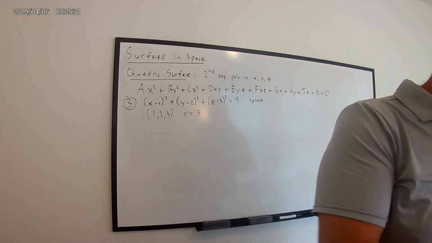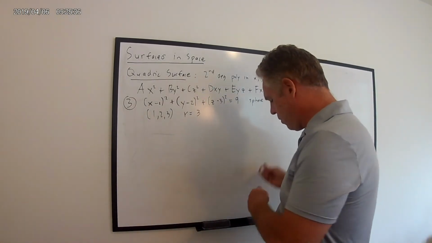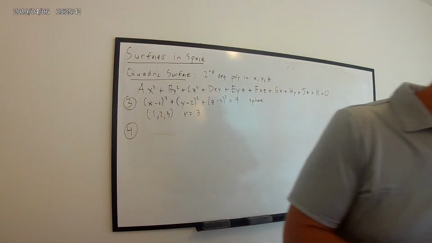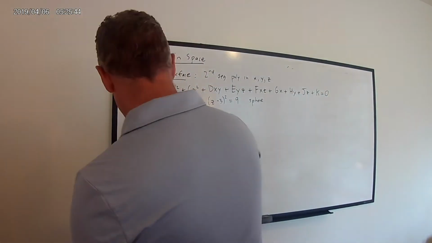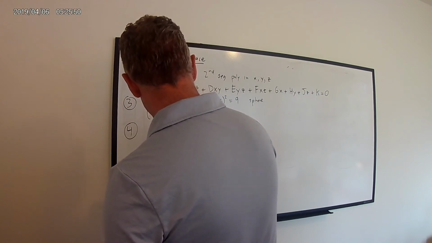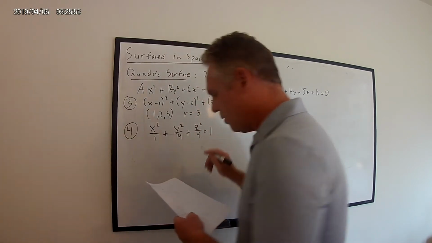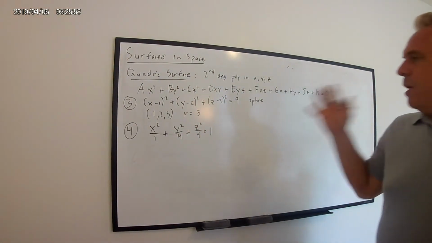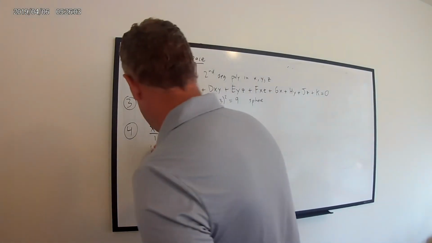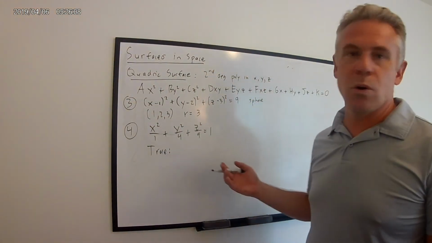Okay, let's consider some other examples. And let's do example 4 here. So this is the example we'll consider: x squared over 1 plus y squared over 4 plus z squared over 9 all equals 1. The way we can get a handle on what these surfaces are is we want to create traces. And we can create traces in the various coordinate planes.